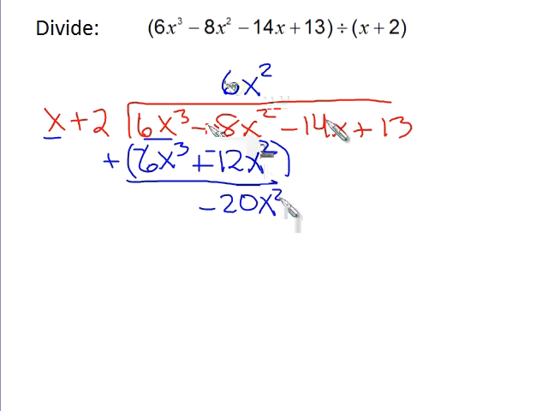And similar to arithmetic, I just bring down the next one place, or in this case, the next one term, because I have two terms dividing into two terms. So we start the process again. X times what would give me exactly negative 20x squared? Well, that would be negative 20x.